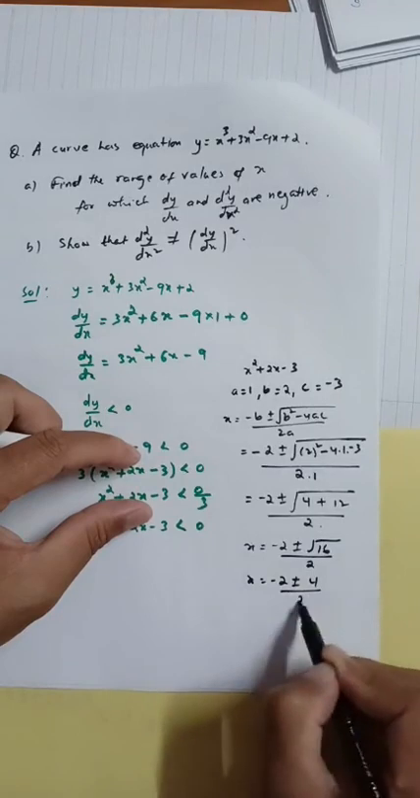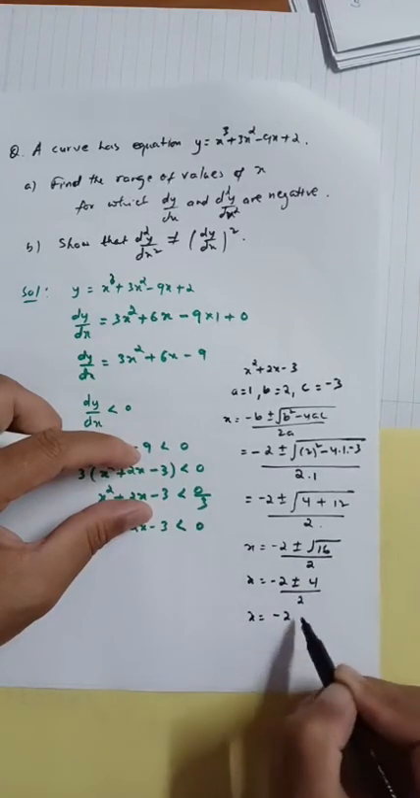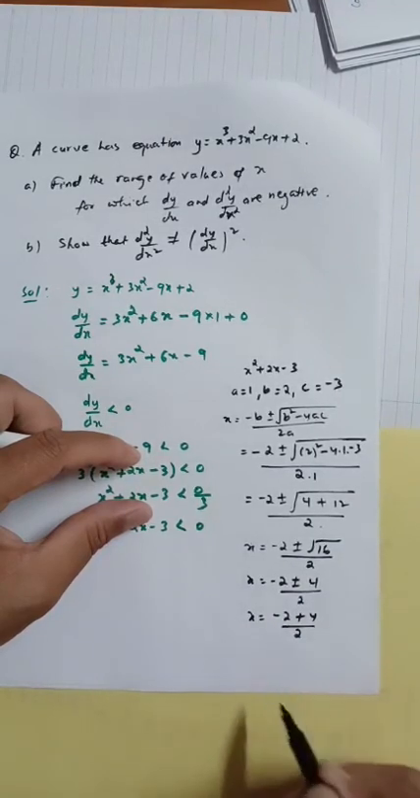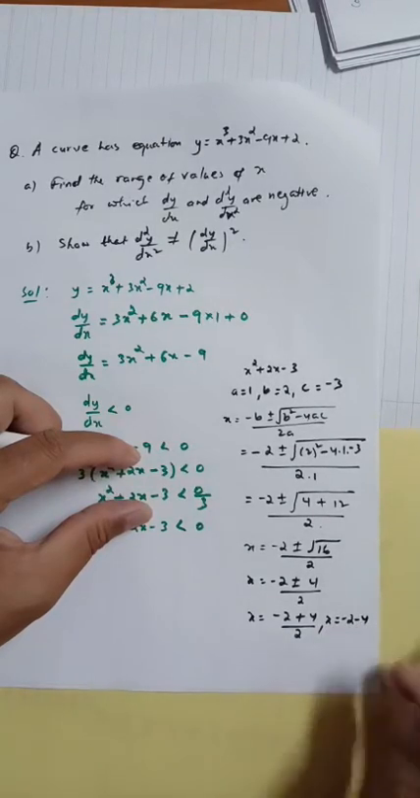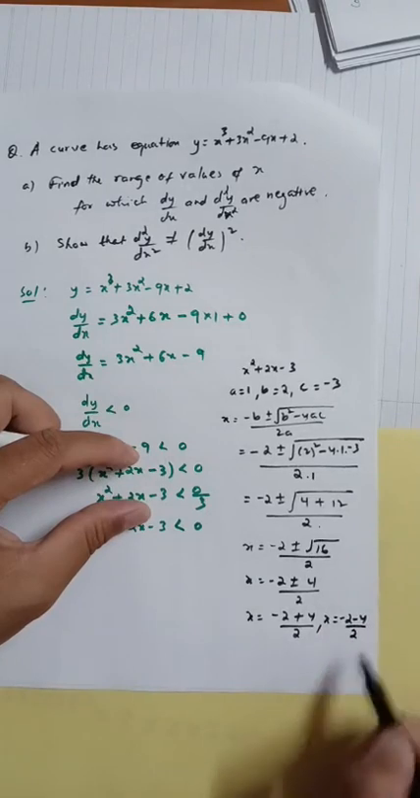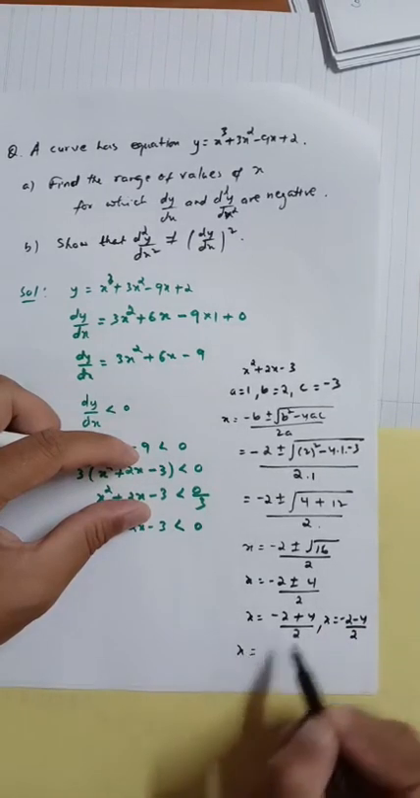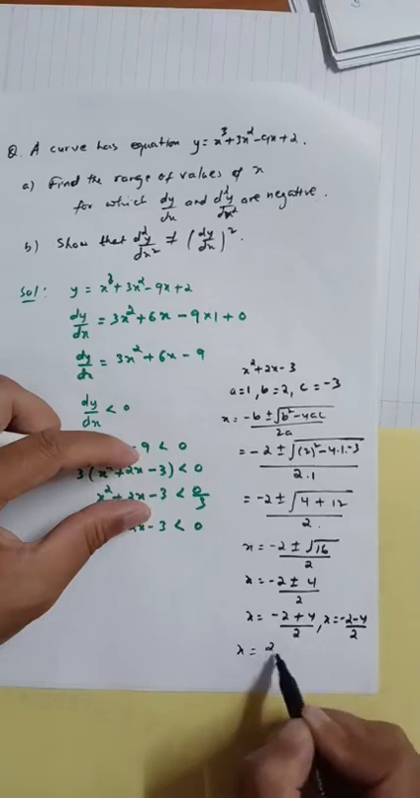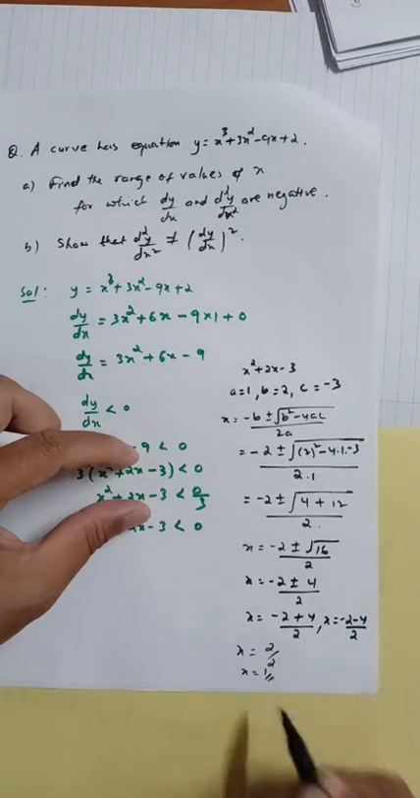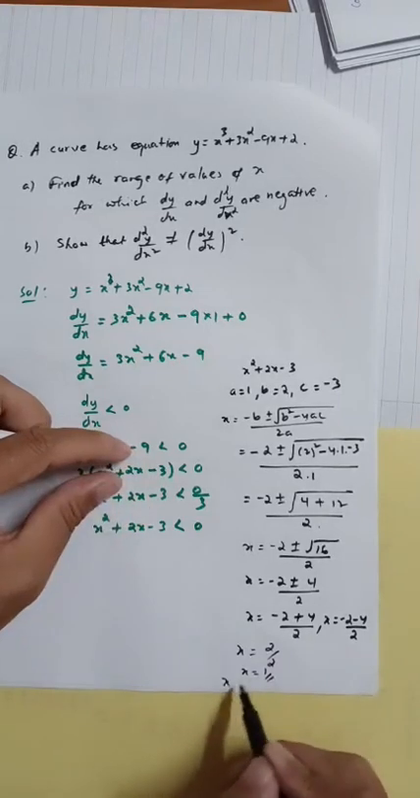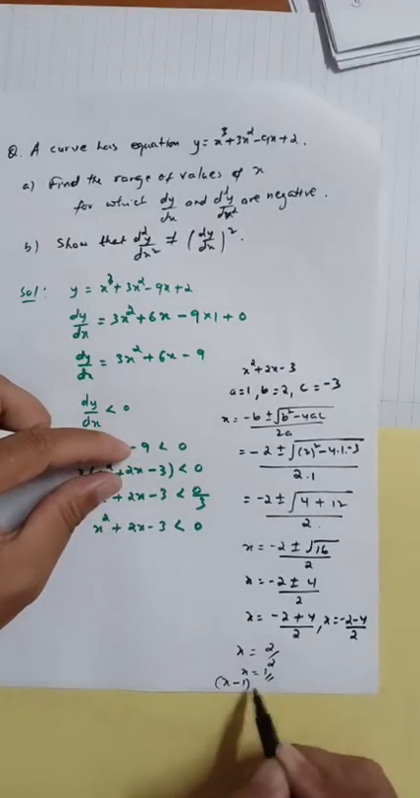x is equal to negative 2 plus or minus root of 16, which is 4, divided by 2. So x is equal to negative 2 plus 4 divided by 2, and also x is equal to negative 2 minus 4 divided by 2. So negative 2 plus 4 will give you 2 over 2, which is equal to 1. Then the other will be negative 1, or equal to 0.